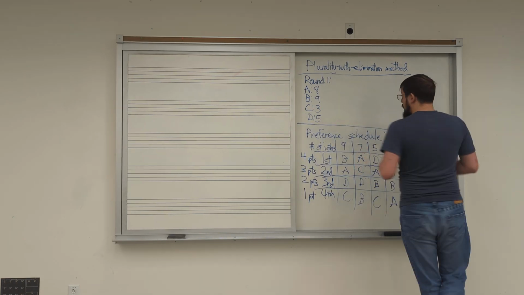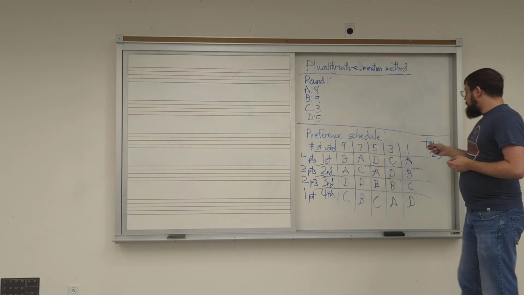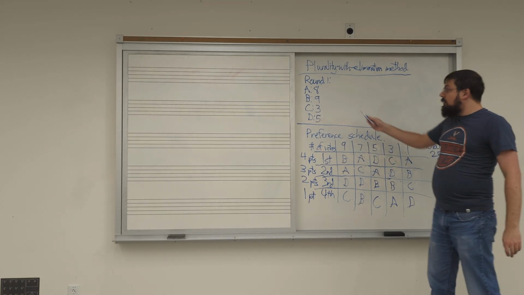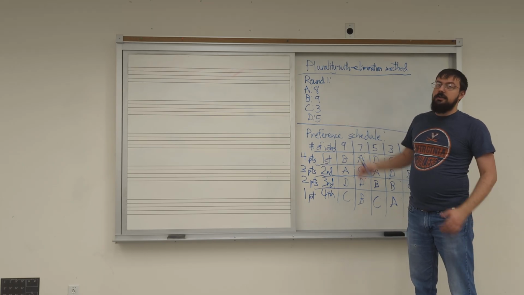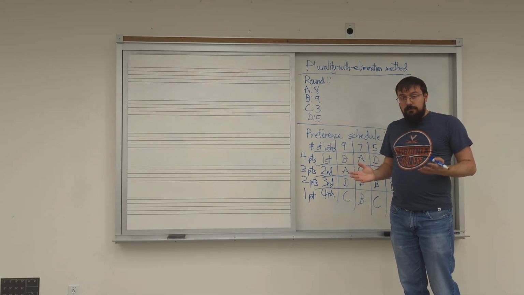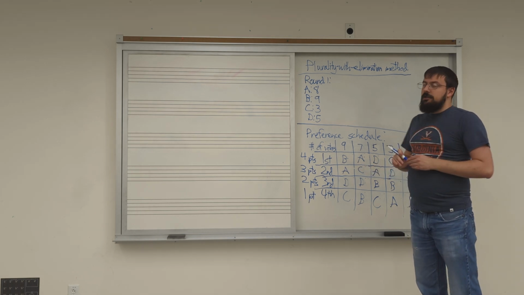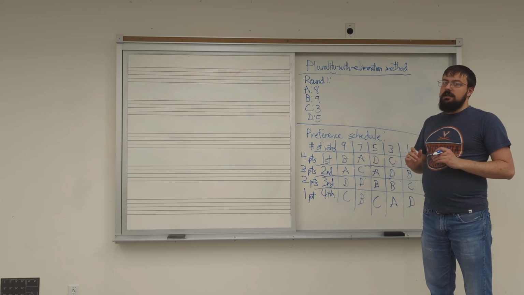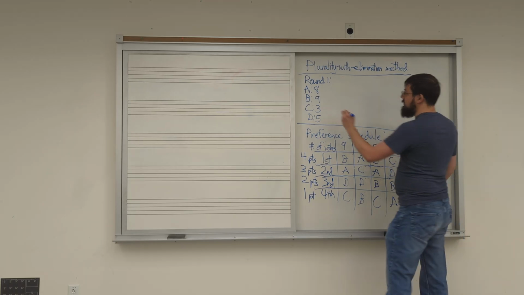All right, now if we look at this, we have 25 total votes. The most first place votes that anyone has is B at 9, but that's still less than 50% of the total votes. So what we're going to do at this stage is eliminate the candidate that has the smallest number of first place votes. So in this case, that would be C.